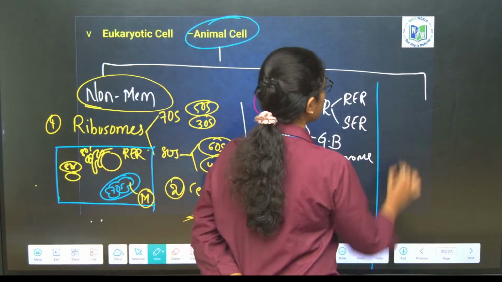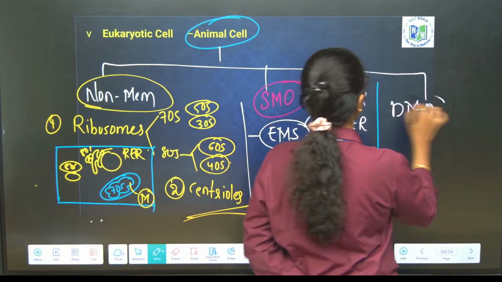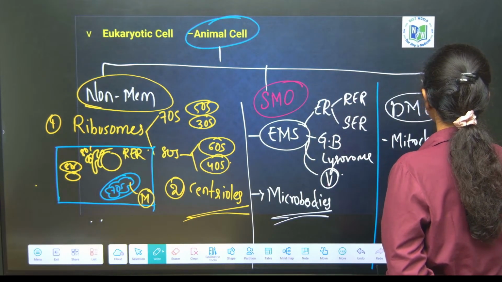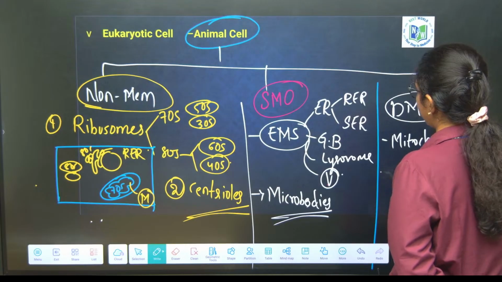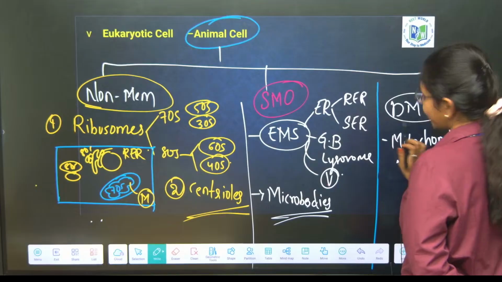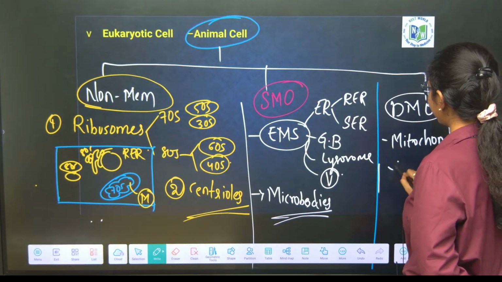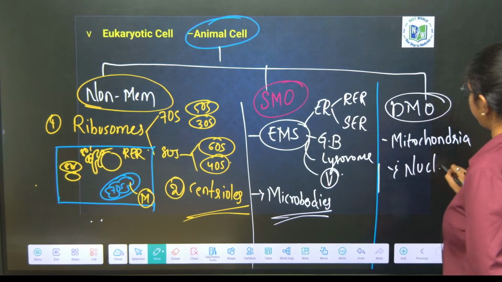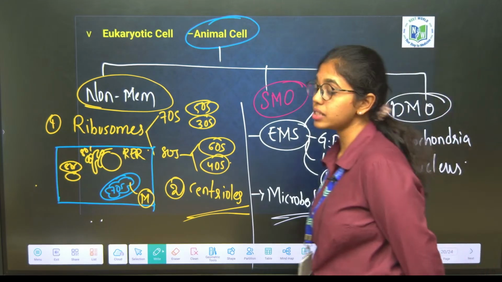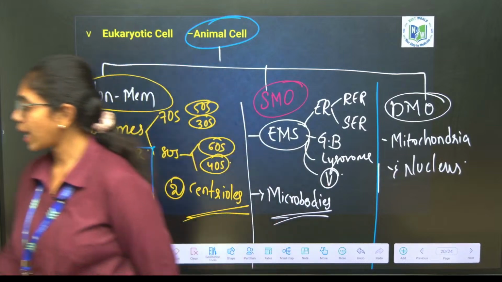Next is double membrane bound organelles. We have only mitochondria and nucleus. Sorry, I said chloroplast earlier, but it is mitochondria and nucleus. Clear, right? So these are the double membrane bound organelles that are observed in the eukaryotic cell.